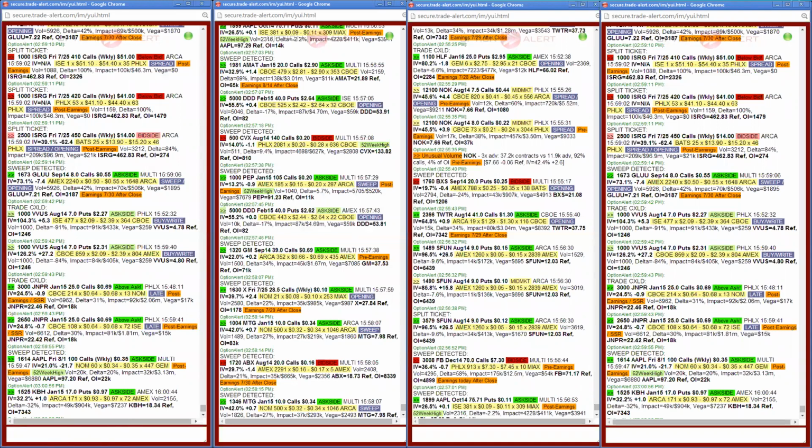What we have here is an example of what unfiltered activity would look like throughout the course of the day. The amount of orders on the screen right now is about what you would see with a fairly open filtering criteria. In this specific example, we're only filtering out orders that are below 1,000 lot and in stocks that are listed across major exchanges.